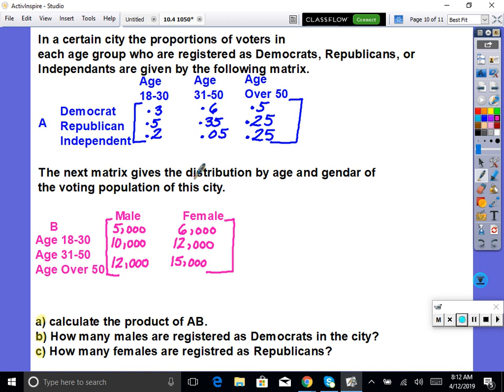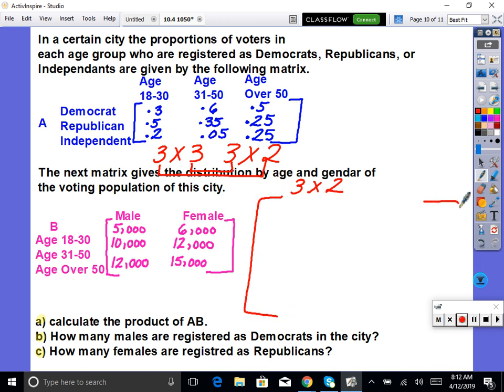Then right here it says the next matrix gives the distribution by age and gender of the voting population of this city. Everybody grab a calculator so we can go quick through this. So look, here's our age, and then here's male and female. Now on part A, it says calculate the product of A times B. So you'd say, well, can I do the product of A times B? Let's check. A times B. This is a 3 by 3, and then this one, I'm going to write it next to it up here, is a 3 by 2. So check, we're good. Our new one is a 3 by 2. So let's put our answer here, 3 by 2, when we multiply this out.